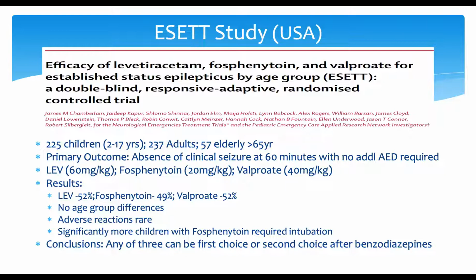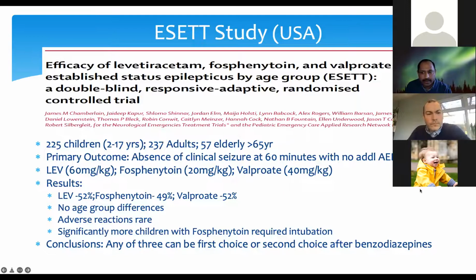So there is one other study in USA, which is ESET. They compared levetiracetam, and in USA they used fosphenytoin and valproate. So they compared both children and adults. There are about 225 children and 237 adults, and some elderly, about 57. Primary outcome is absence of clinical seizure at 60 minutes with no additional anti-epileptic drugs required.